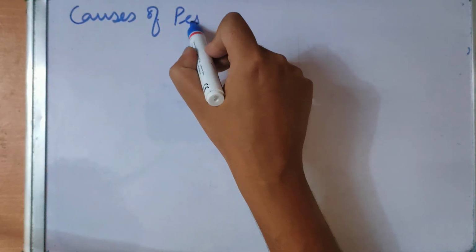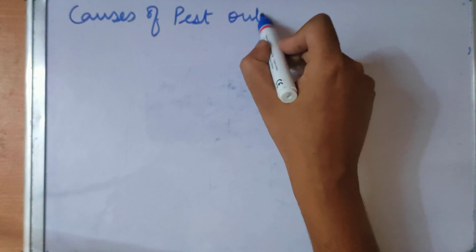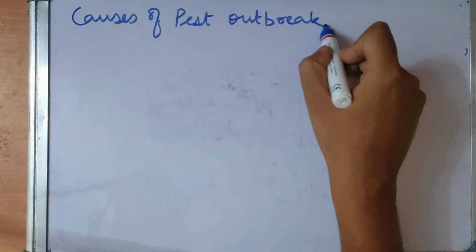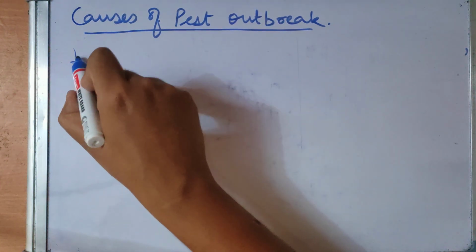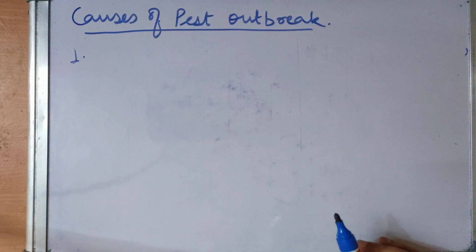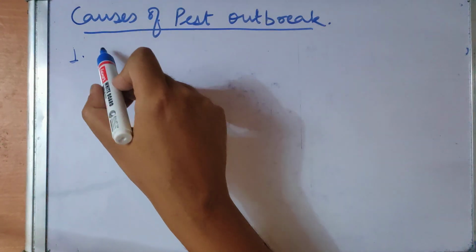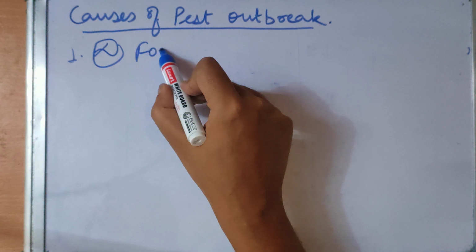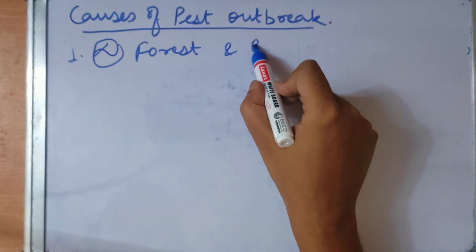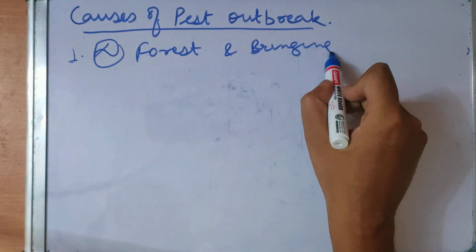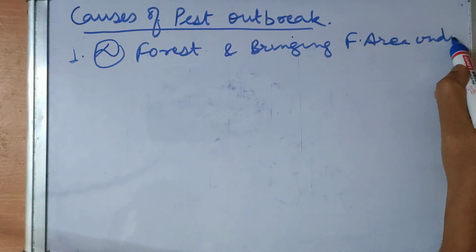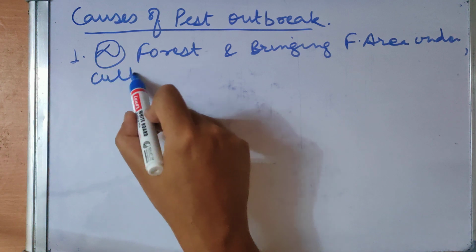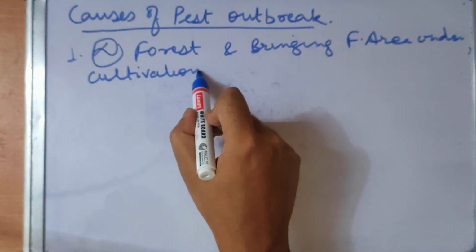Causes of pest outbreak. Why does pest outbreak take place? So the first cause is destruction of forest or bringing forest area under cultivation.